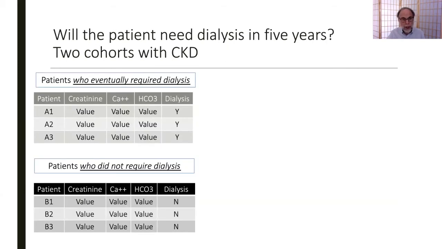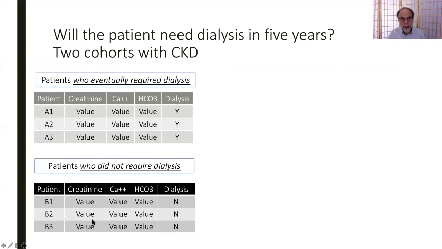This is drilling down a little bit on how we actually build a machine model. So we'll start out with the need to build a predictive model and answer the question, will the patient need dialysis in 5 years? We have two cohorts. We have a cohort of patients who had chronic kidney disease and they ended up 5 years later with dialysis. This is obviously retrospective. Their data is stored in the electronic health record and we can access it. We then established another cohort of very similar patients with chronic kidney disease who 5 years later did not need dialysis.